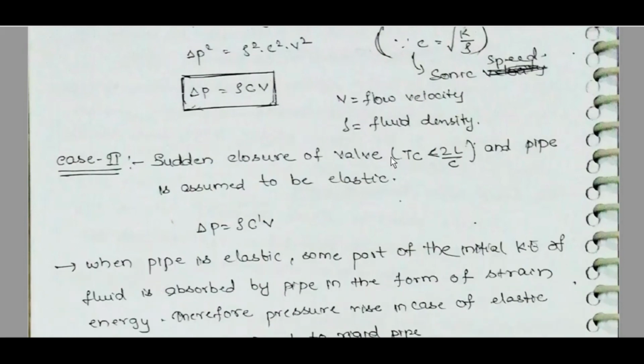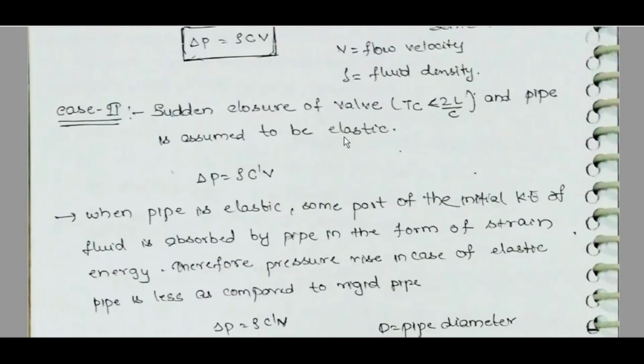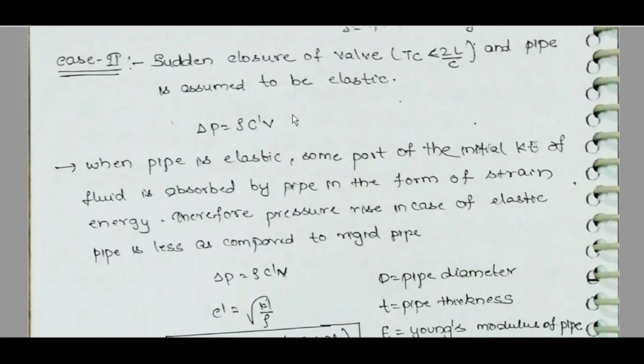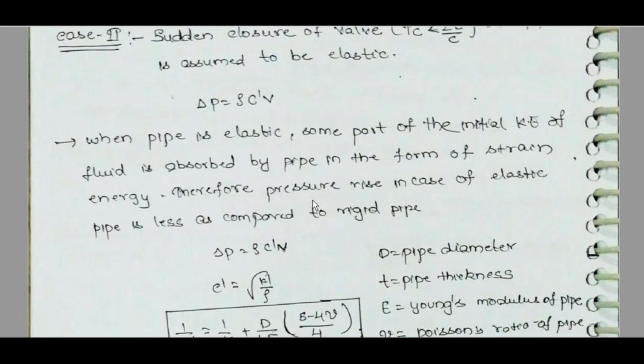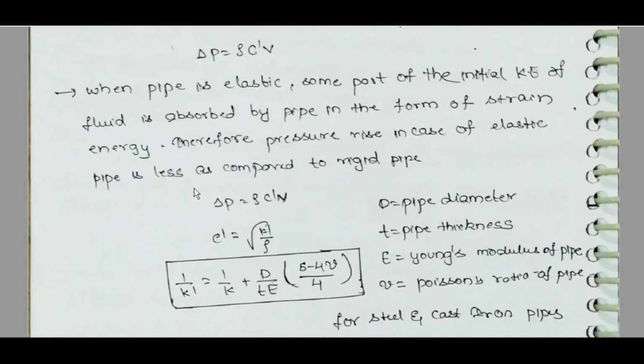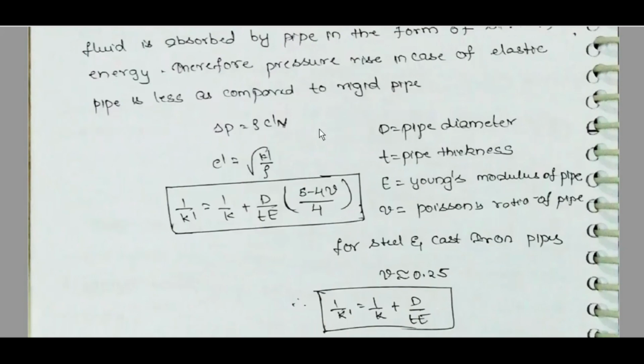Case 2: sudden closure of valve, Tc less than 2L by C, and pipe is assumed to be elastic. Delta P is equal to rho C prime V. When the pipe is elastic, some part of the initial kinetic energy is absorbed by the pipe in the form of strain energy. Therefore, the pressure rise in case of an elastic pipe is less as compared to a rigid pipe. Delta P is equal to rho C prime V, C prime is equal to root K prime by rho.